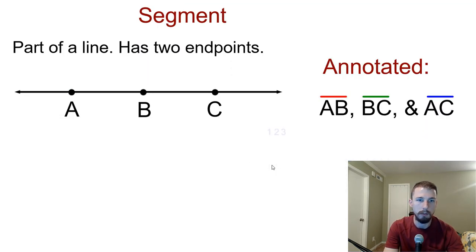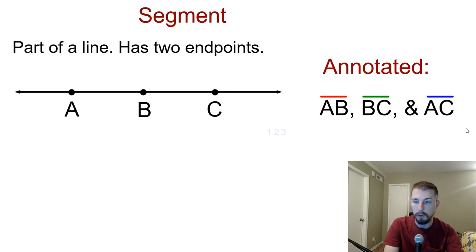All right, a segment. So a segment is a collection of all points between 2 endpoints. Technically, a collection of all collinear points between 2 endpoints. I'll go into that more tomorrow. Today we'll just define it as part of a line that has 2 endpoints. So we could do segment AB, segment BC, or segment AC, just any 2 endpoints that we have here.